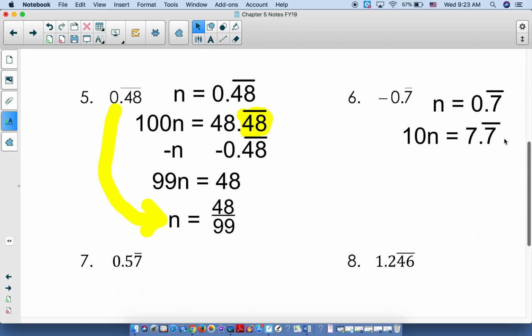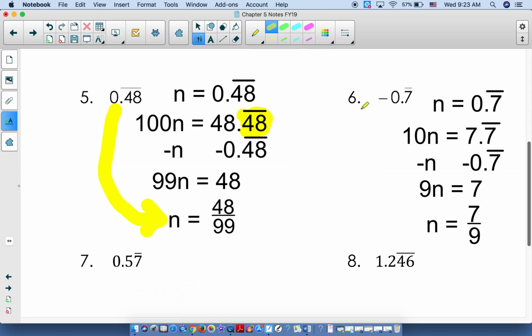What do you want to subtract? I want to get rid of my repeating part. We know that 7 repeated is equal to n. We wrote that up here. So, to get rid of the repeating 7, I'm going to subtract the repeating 7 on this side, and I'm going to subtract n on this side. That leaves me with 9n equals 7, which means n equals 7 over 9.